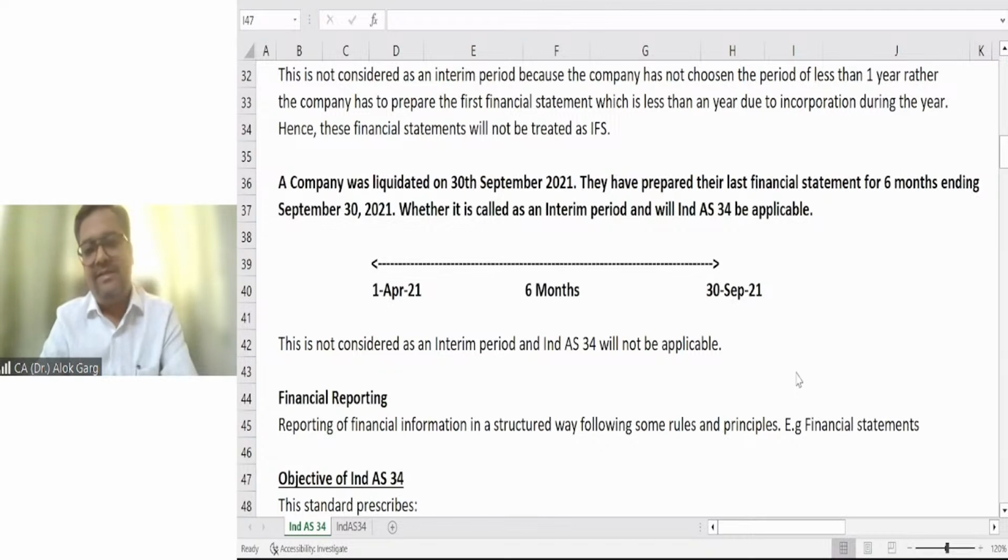Mansa is asking, sir, let's say an unlisted company prepares interim financial statement voluntarily for a particular year. Is it required to prepare for next year also? No, Mansa, it is not mandatory. Very good question. If the company is preparing interim financial statement on a voluntary basis, it is not required to prepare interim financial statement in the next year as well. It is not mandatory. Okay.